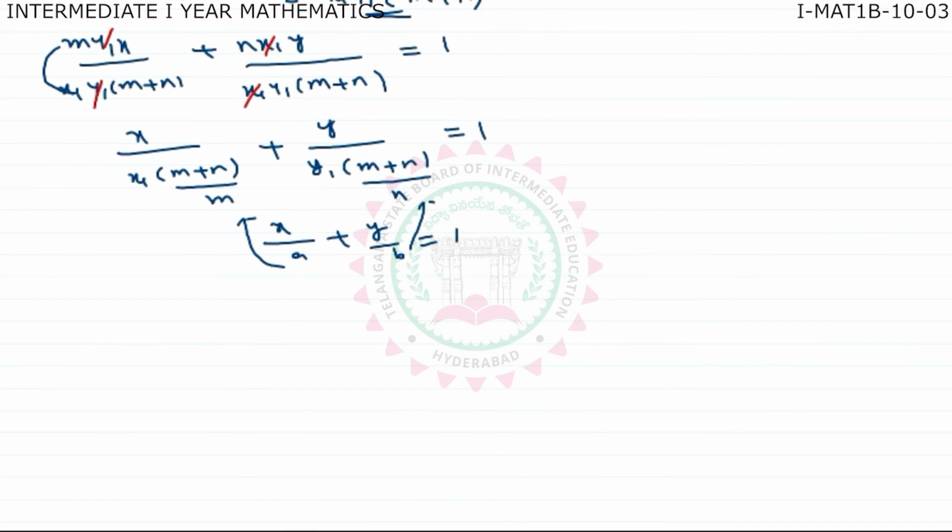Now calculate AP is to PB, that is given as a minus x1 is to x1 minus 0, means x1. Substitute here. A means x1 into m plus n divided by m, ratio x1. So here I will get a minus x1 term, this one.